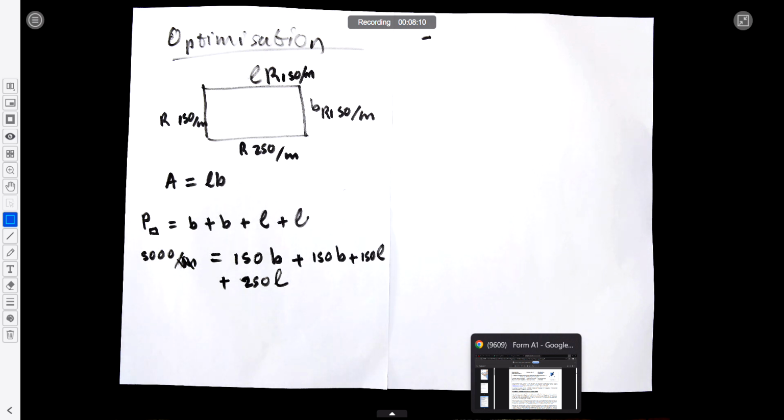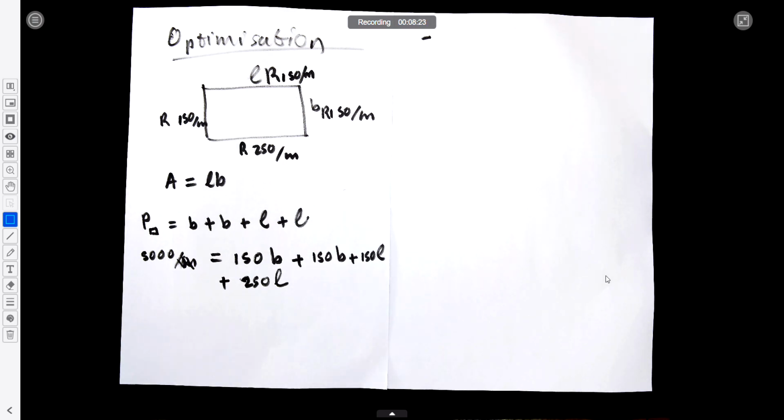So hence I wanted you to refer to the notes there because this is a theory. When you read it, you must read it three times. So three sides must be 150 rands per meter, but that stronger side must be 250. So we want to try and utilize applications of differentiation.